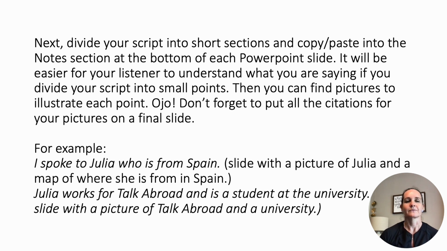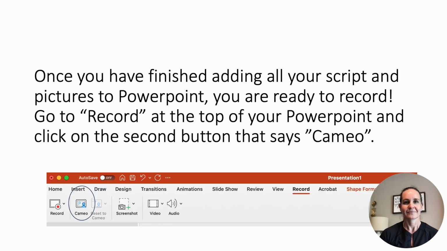Here's an example. On one slide, you could put, "I spoke to Julia, who is from Spain," and then show a picture of Julia and a map of Spain. And then on the next slide, Julia works for Talk Abroad and is a student at the university. And then you could have a picture of Talk Abroad and a picture of a university. Once you finish adding all of your script and pictures to your PowerPoint, you're ready to record.